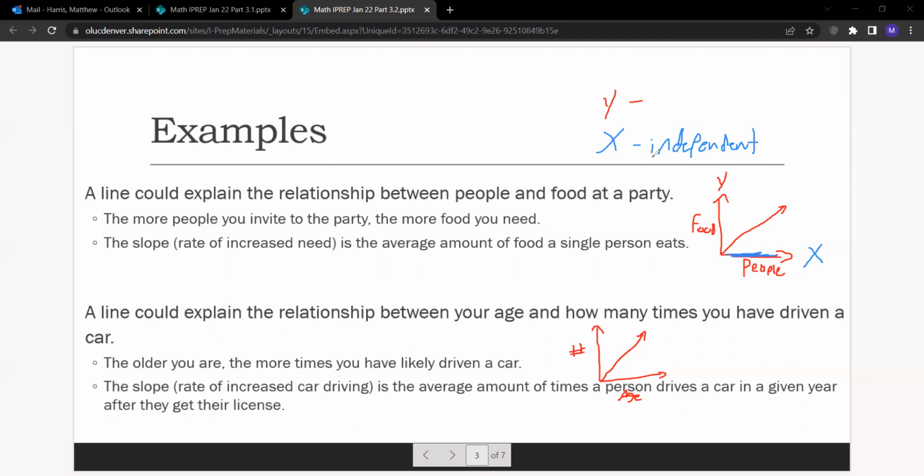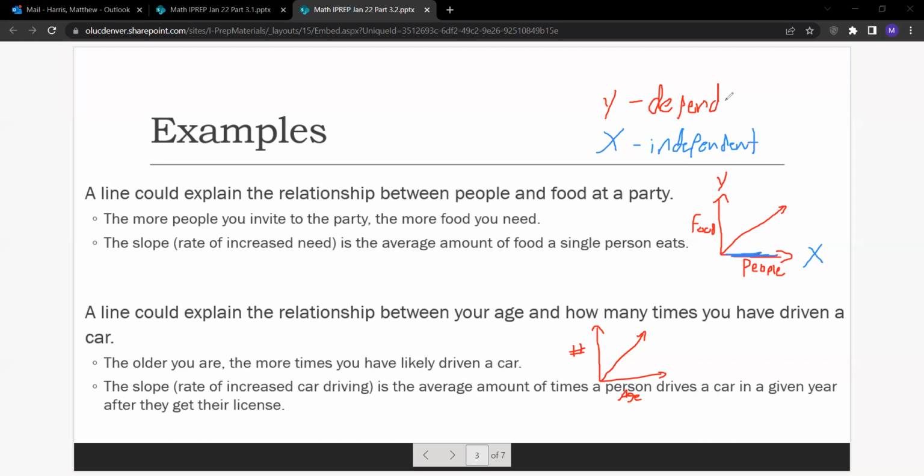Kind of how the word implies, independent, it's all about itself. It doesn't really matter about other things. This number represents itself. So the number of people: it doesn't matter how much food you have, the number of people will be the same. You could buy food for one person or for 20 people, but the number of people that actually end up coming to your party doesn't change based on the food. But then we have your y variable, which is your dependent variable.